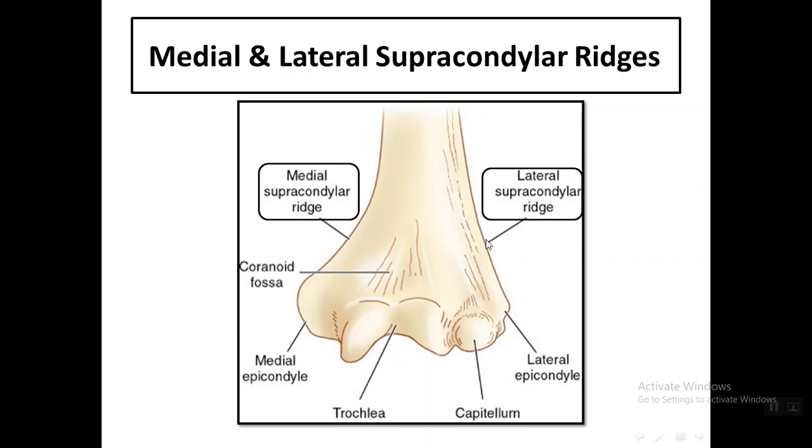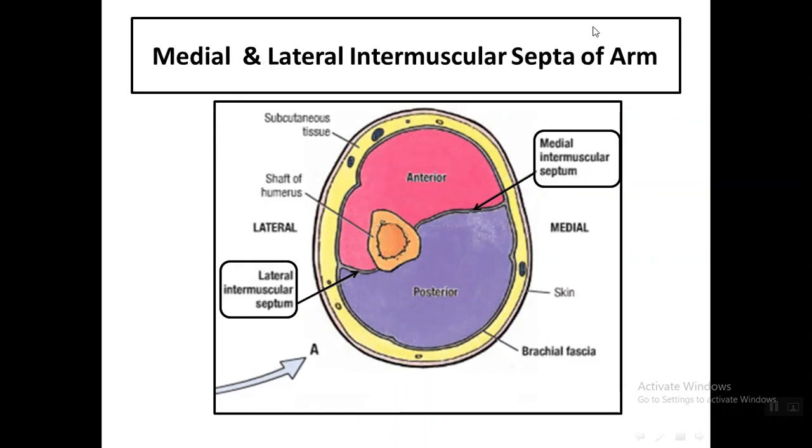To these ridges, we have the attachment of septum that is called intermuscular septum. These are thickenings of deep fascia that attach to these supracondylar ridges. These septa, which are the medial intermuscular septum and the lateral intermuscular septum, will divide the arm into an anterior compartment or flexor compartment and a posterior compartment or extensor compartment. Each compartment has its own nerve supply, blood supply, and its own function.